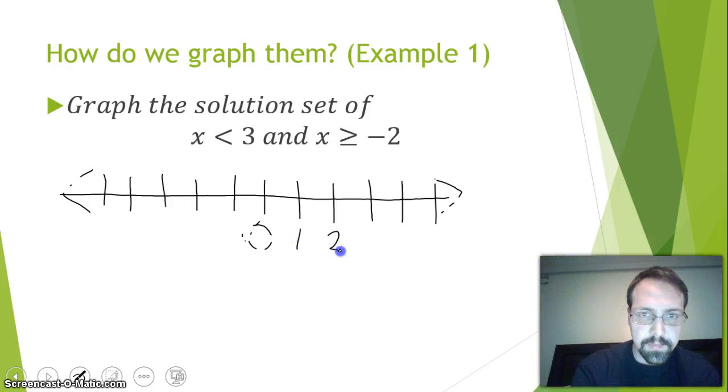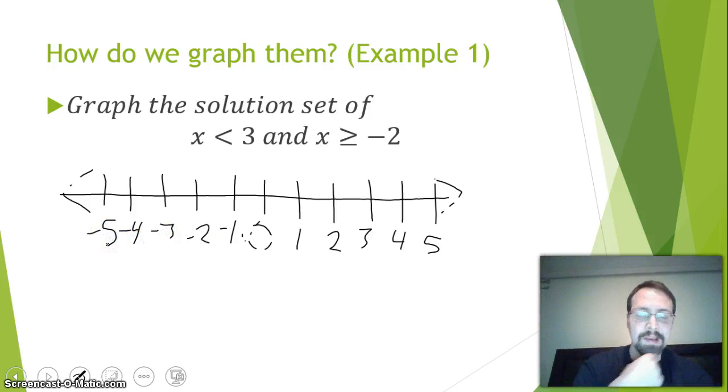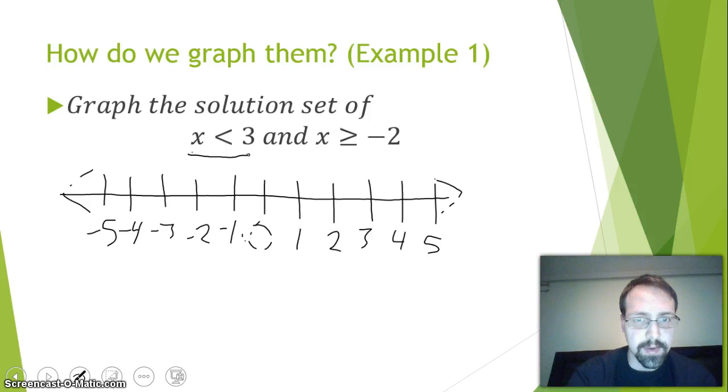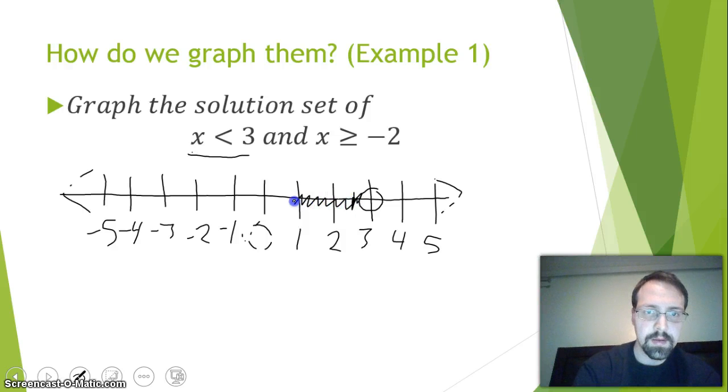0, 1, 2, 3, 4, 5, negative 1, negative 2, negative 3, negative 4, negative 5. So we look to see what it means. First, we're going to graph this guy. So to graph x is less than 3, we go to our number line. We've got x is less than 3, so 3 is here. Less than 3 is this way. So I know it's going to be over this way.